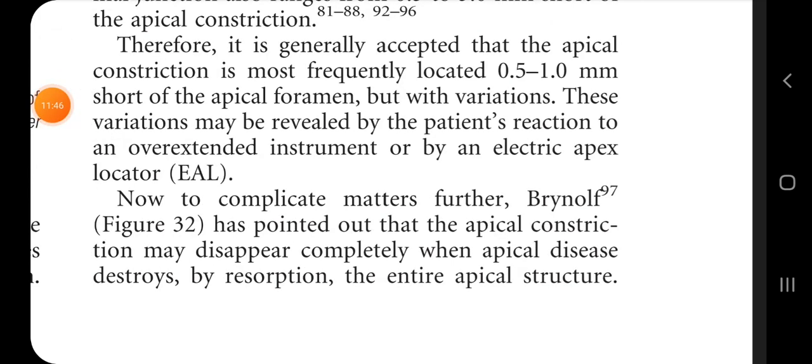Therefore, it is generally accepted that the apical constriction is most frequently located 0.5 to 1 mm short of the apical foramen, but with variations.